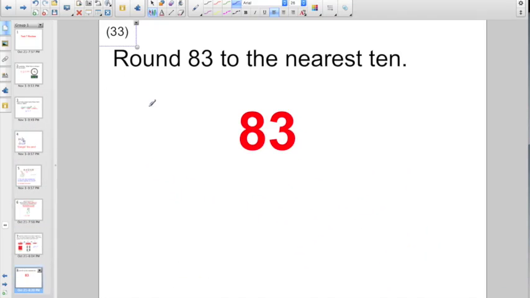Check out this guy, round 83 to the nearest 10. We always say, let's underline the digit in the nearest 10 and then look to the neighbor to the right. If it's 5 or more, we're going to round the tens digit up 1. If it's less than 5, we're going to leave it alone and write in a 0. Basically, we're saying, is this closer to 80 or is it closer to 90?